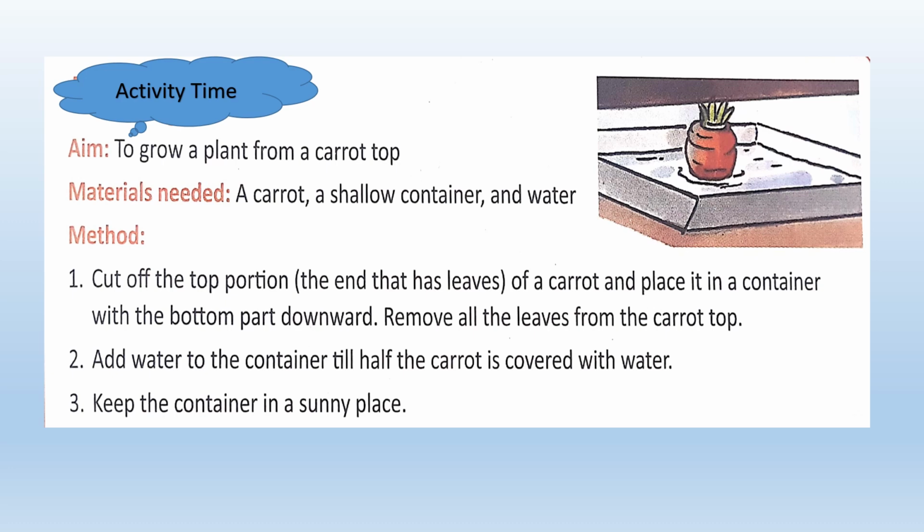Remove all the leaves from the carrot top. Add water to the container till half the carrot is covered with water. Take care that you do not cover the crown with water. It should not be completely submerged in water. You are supposed to put water covering just half the carrot. Now keep the container in a sunny place.